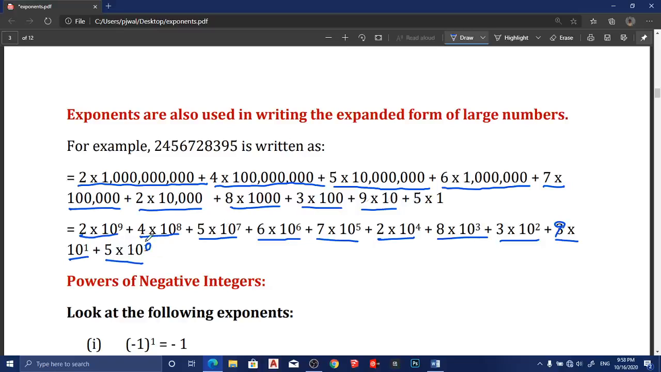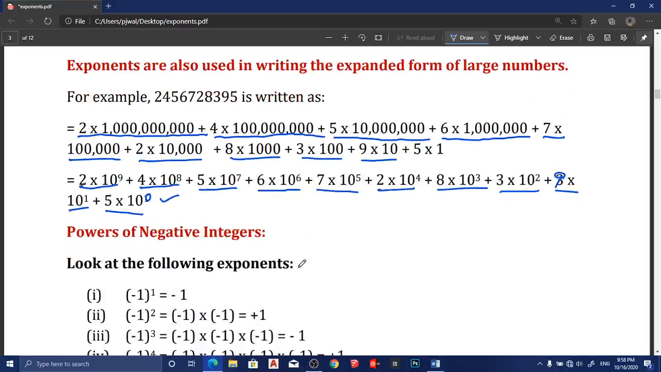Okay, so now this is the procedure to write the given large number in the exponential form from the expanded form. How can you write the expanded form by using the exponential form? This is the procedure. Just in place of these numbers, we have to write them in the form of exponents. This is very easy to write also.